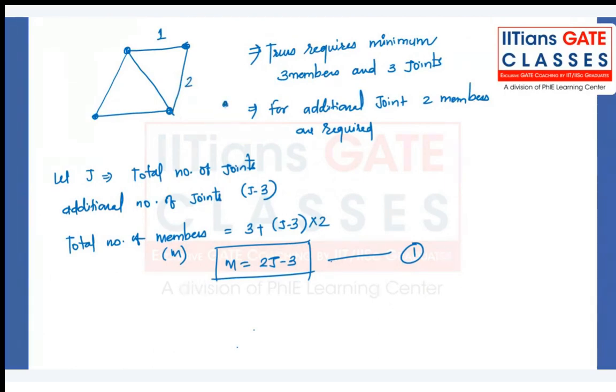Okay, so for every additional joint, we need 2 members. I hope it is clear till this.